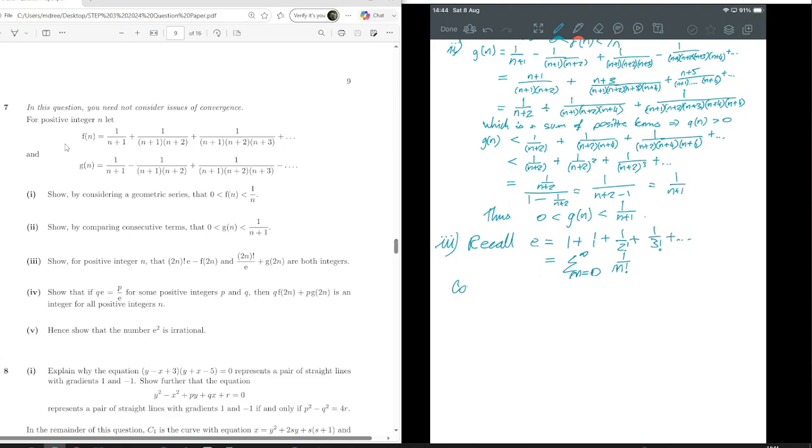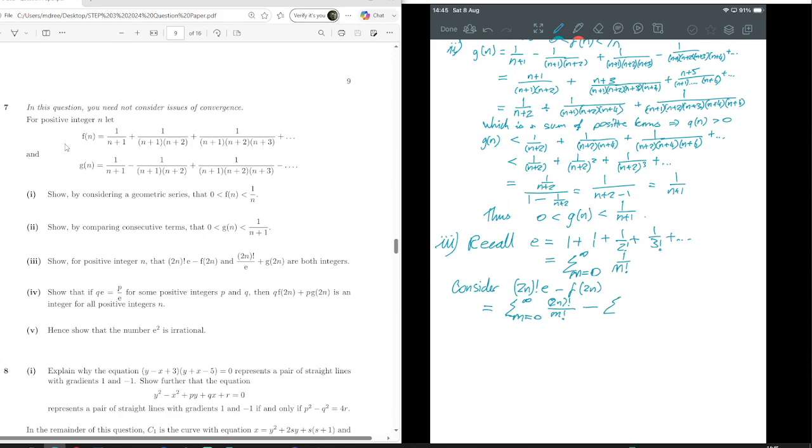So then let's consider 2n factorial e minus f of 2n. Okay, well, this is equal to the sum from m equals 0 to infinity of 2n factorial over m factorial minus the sum.